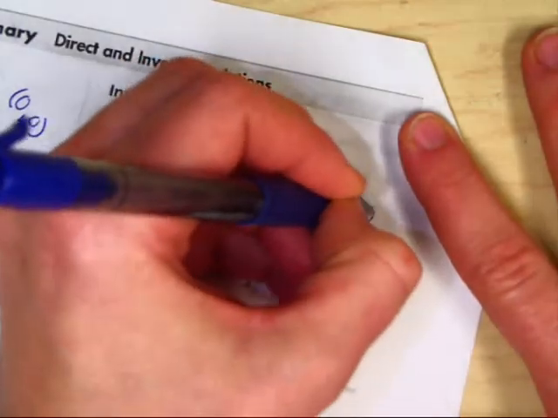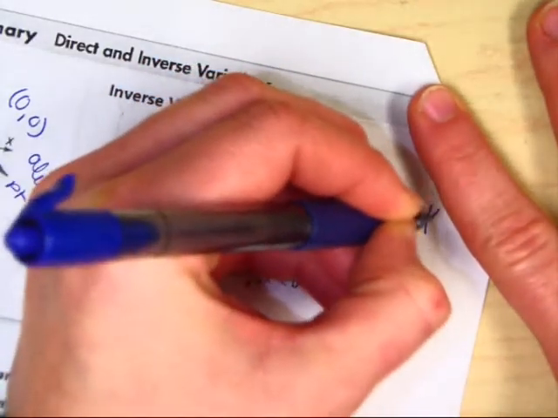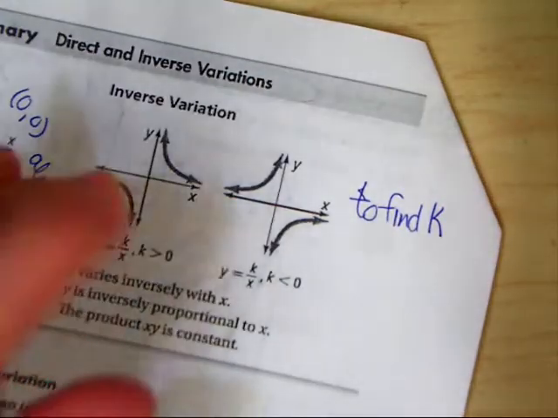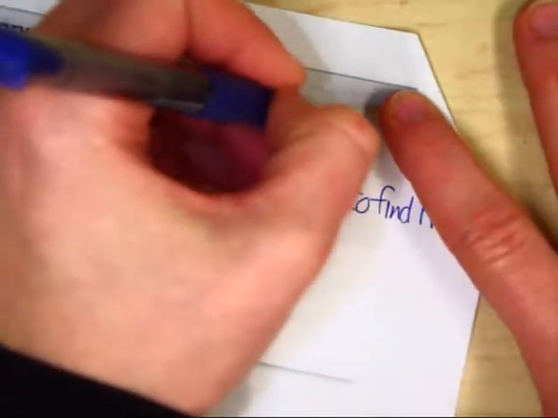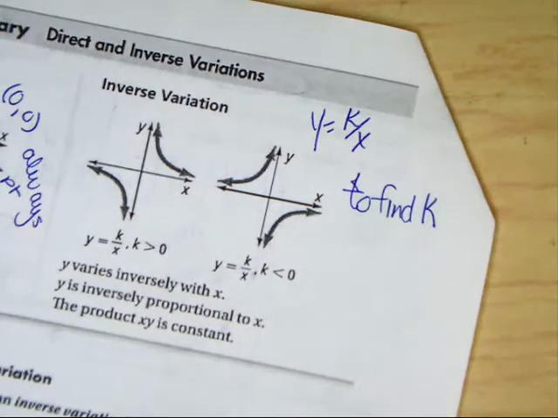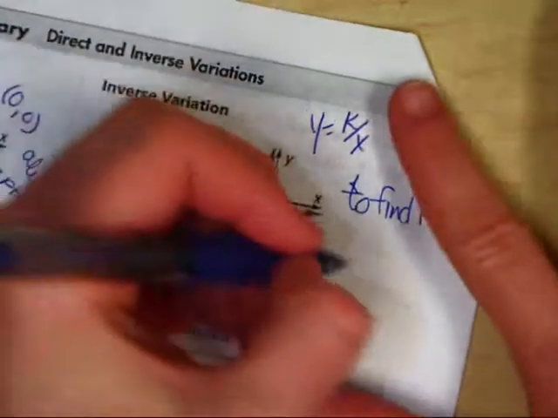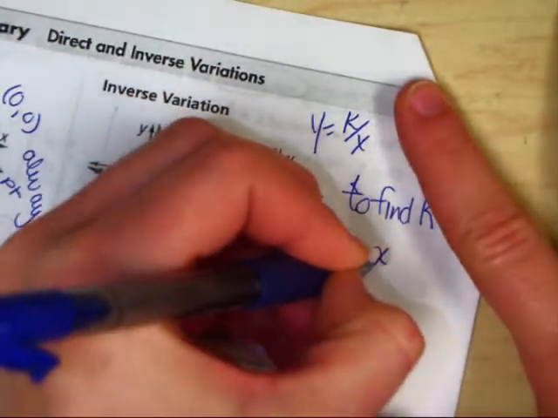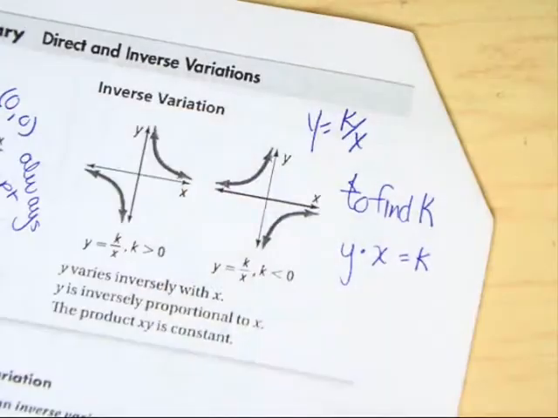On inverse variation from today, to find k, you know that y equals k over x. So how would you solve for k? You would multiply by x. So you'd have y times x equals k.